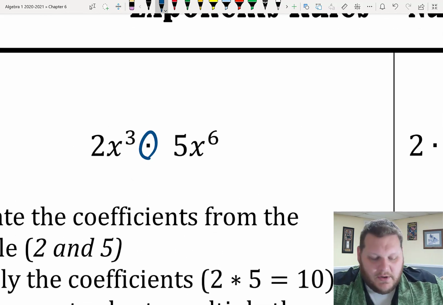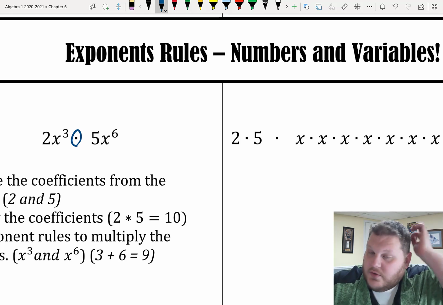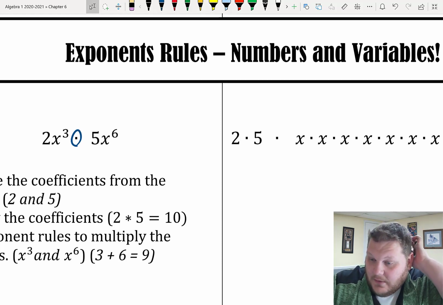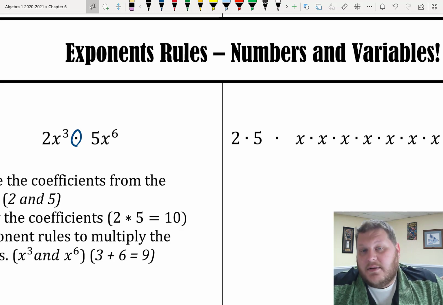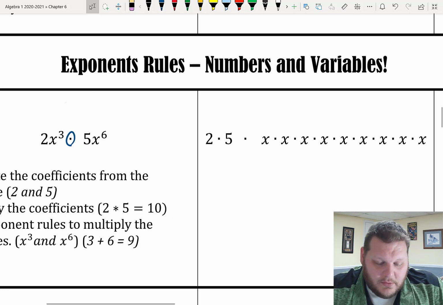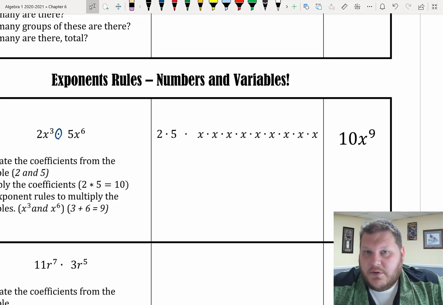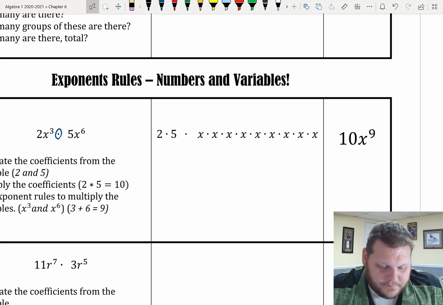So if I multiplied 2x to the 3rd power times 5x to the 6th power, I know that multiplying those two coefficients together would give me 10. Right? 2 times 5 is 10. And then for my x's, since they're the same base, I can follow that exponent rule, because I have 9 of those in total. I just add them up, just like I did up above.